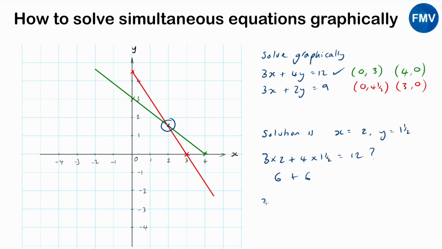Let's do it for the second one. So we're saying 3 lots of 2 plus 2 lots of y. And y was 1.5. Do they equal 9? Well, 3 times 2 is 6. 2 times 1.5 is 3. And 3 add 6 is 9. So yes, we know we have now got the correct solution. So a number of ways of checking these.